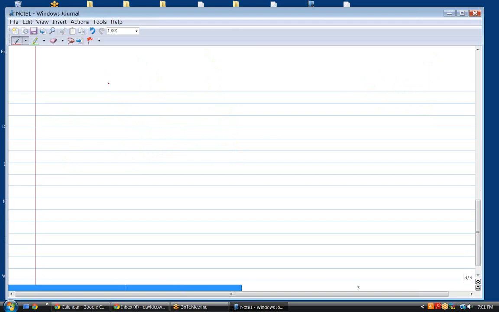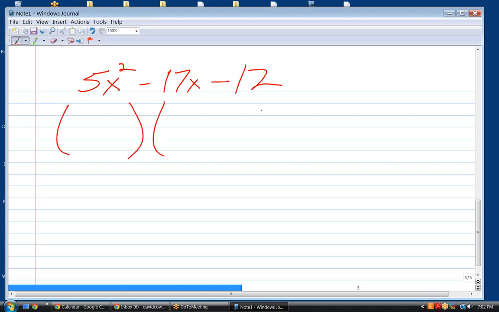Okay, the next one is 5x squared minus 17x minus 12. Okay, so there's no greatest common factor. That's the first step, see if we can simplify it a little bit. We can't. So now this is considerably more difficult than the other one because of the 5.